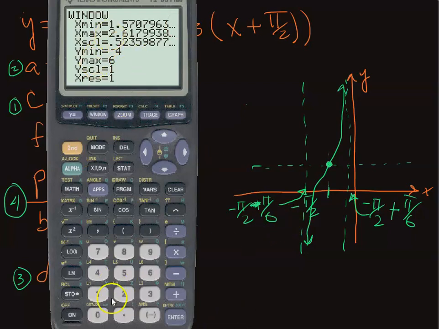So x min is a negative pi over 2 minus pi over 6. That should be a bigger number than the x max, which is a negative pi over 2. Oops, negative. Let's clear this out. Negative pi over 2 plus pi over 6.